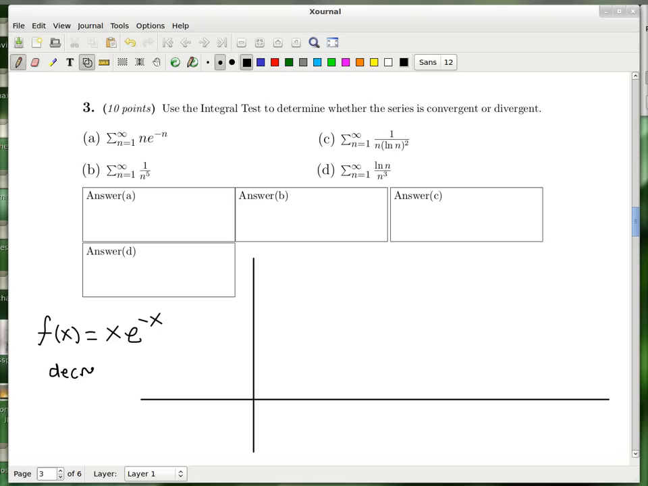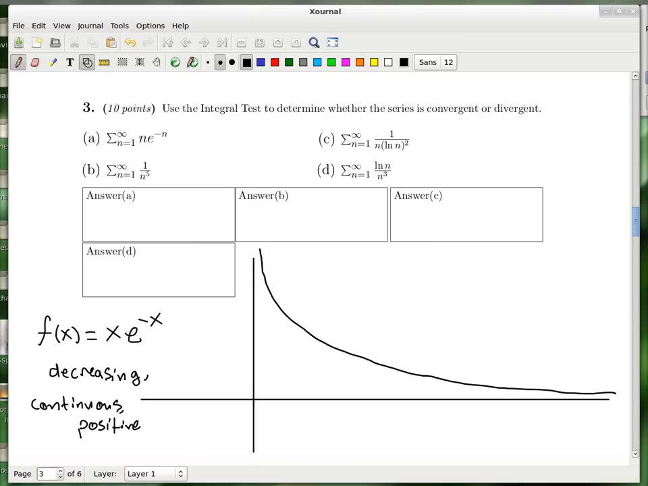So these are the conditions that you need to use the integral test. Decreasing, continuous, and positive. Usually these are no problem. And the reason that you need these conditions is because you want a picture that basically looks like this. So something kind of concave up and it's going to 0.